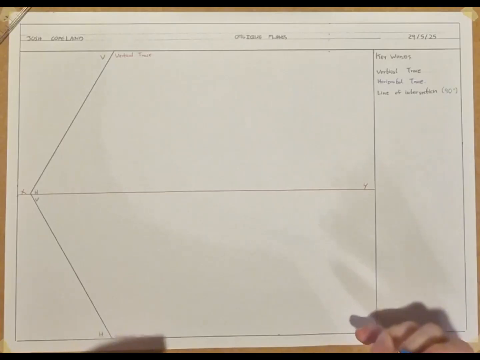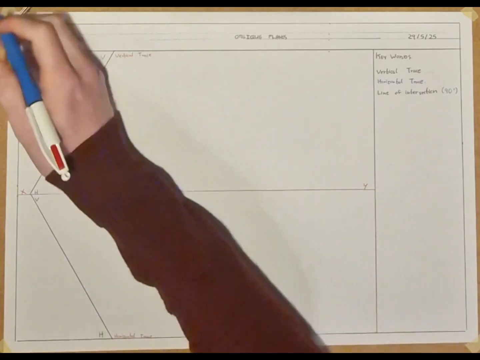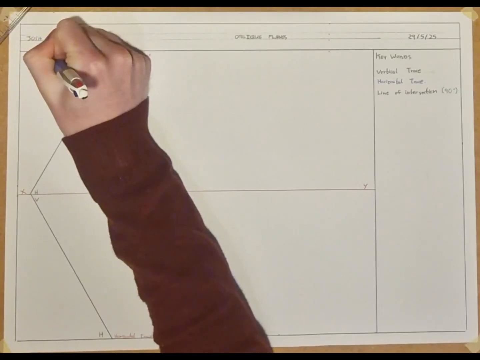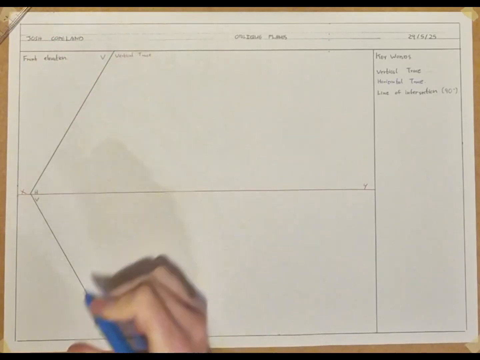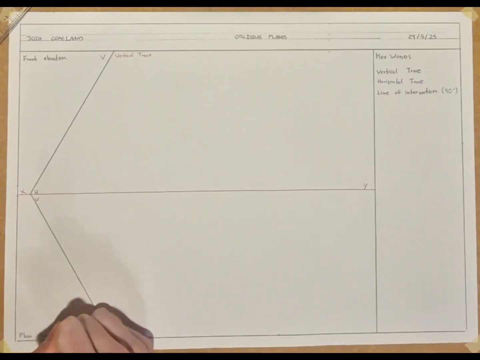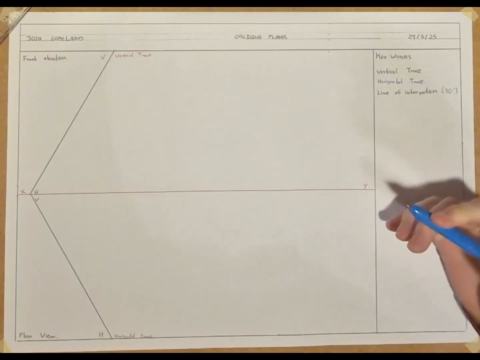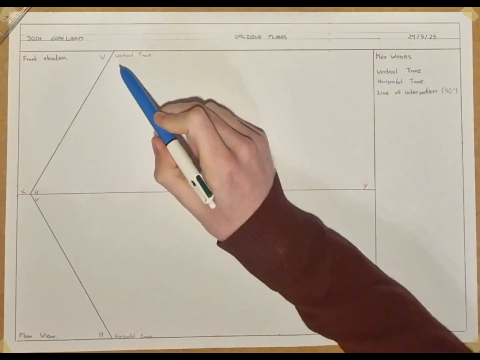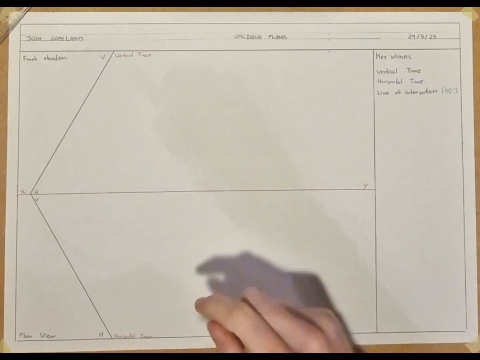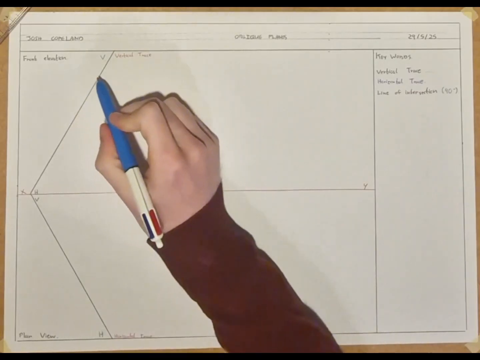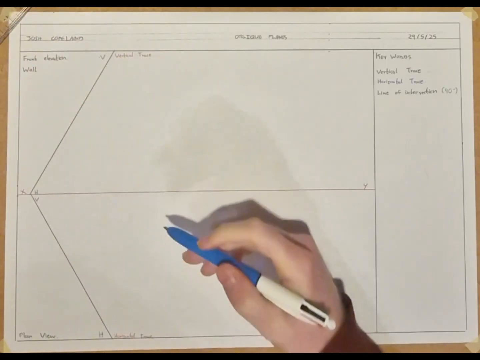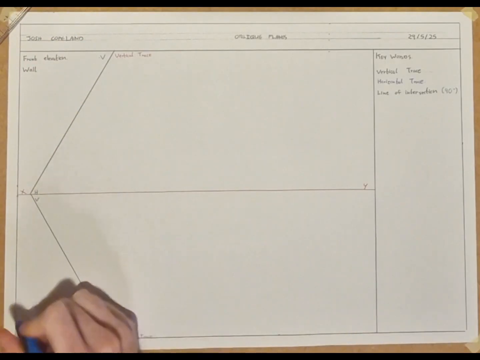To really familiarize ourselves with the terminology, we're also going to label this as our front elevation. And then down here, we're going to label this as our plan view. We also know that our front elevation, or our vertical trace, is also going to be known as our wall. So let's pop it in here, our wall. And our floor is going to be looking down on the plan view, which is our horizontal trace. So let's call this our floor.